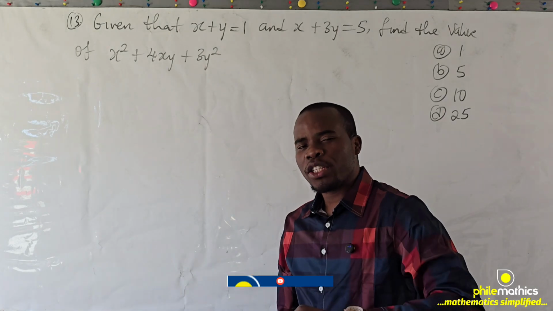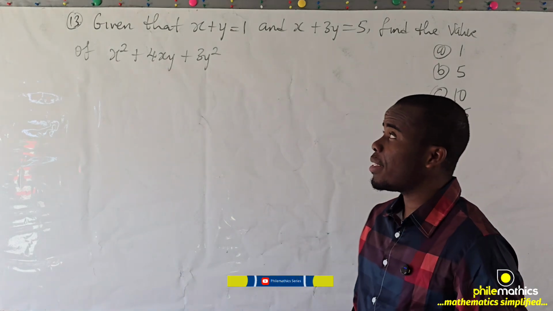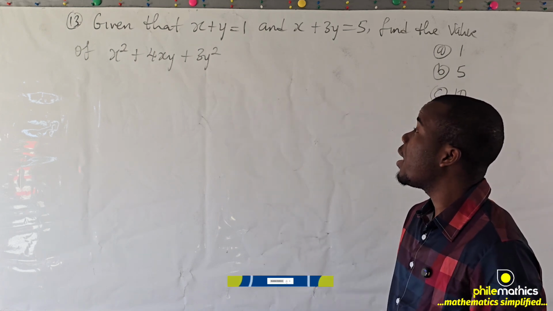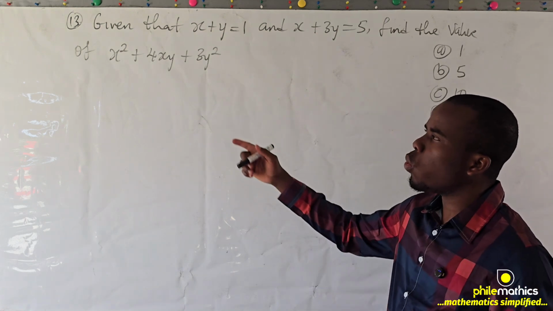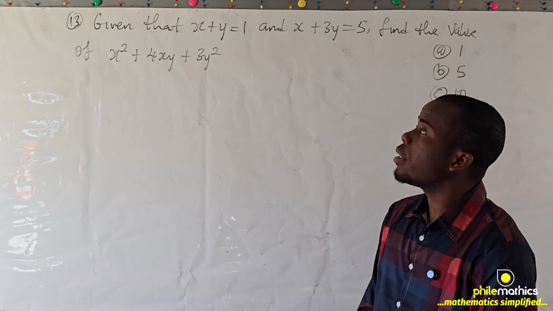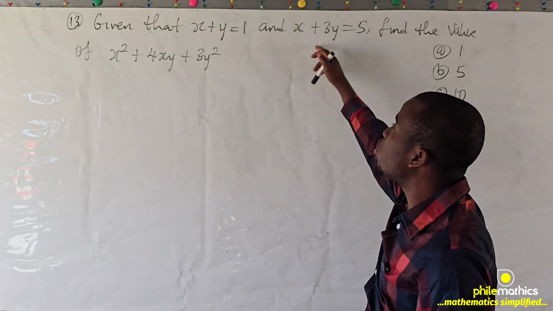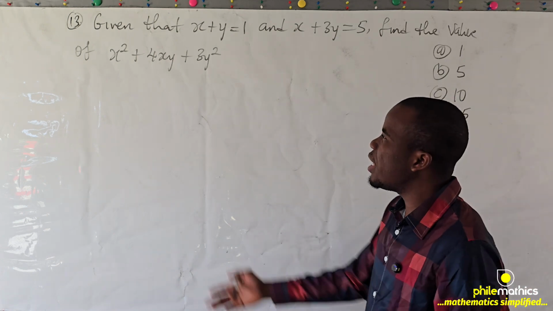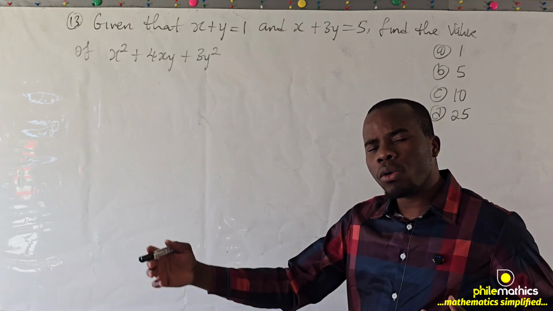The 13th question of WAEC 2025 OBJ Math says, given that x plus y is 1 and x plus 3y is 5, find the value of x squared plus 4xy plus 3y squared. One could choose to solve this simultaneous equation, then find what x and y are, and then substitute, and he will get the answer. But that will be a long journey.